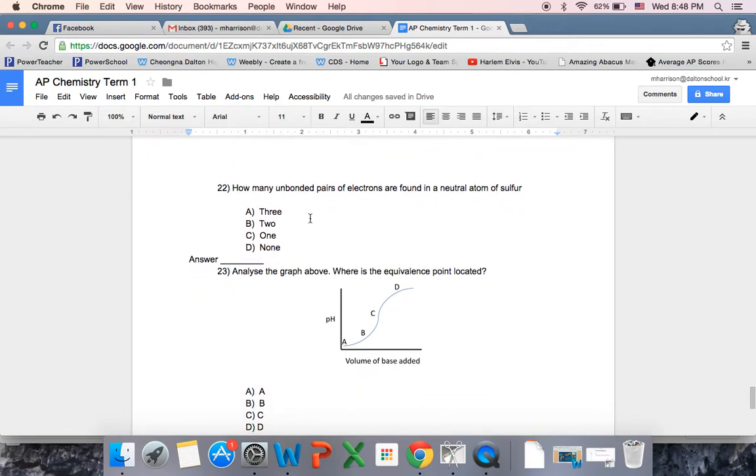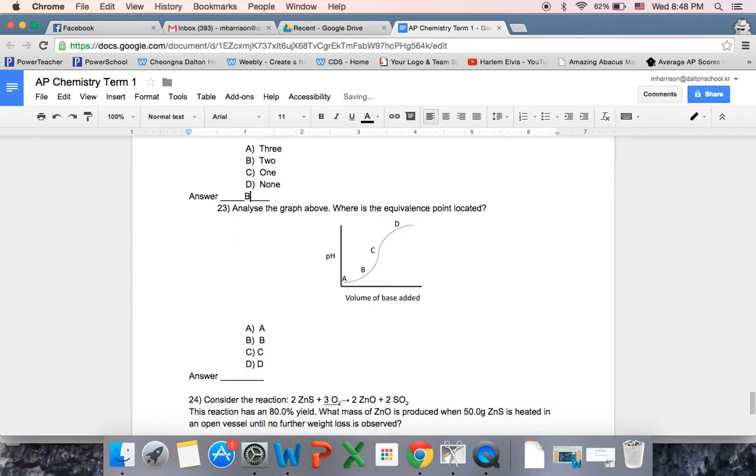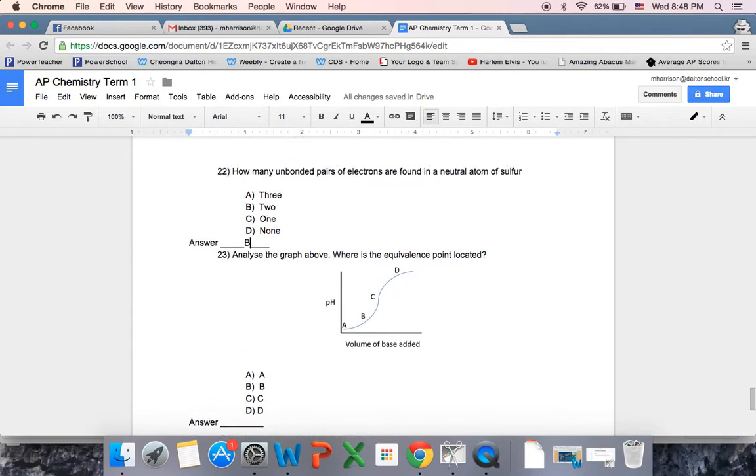22. How many unbonded pairs of electrons are found in a neutral atom of sulfur? Again, this is simply a case of working out your electron configuration, and you'll find that there are 2 unpaired electrons. Two unbonded pairs of electrons.